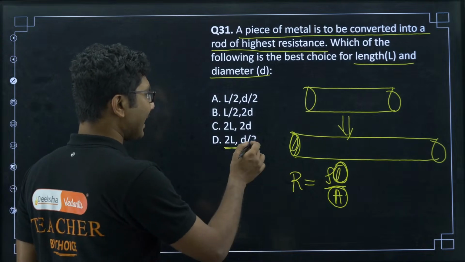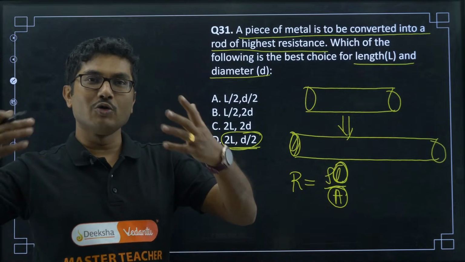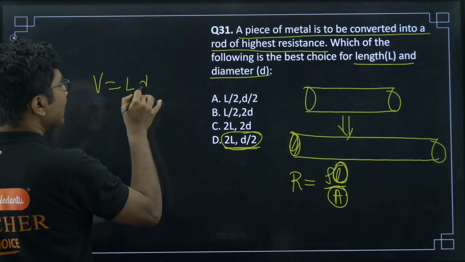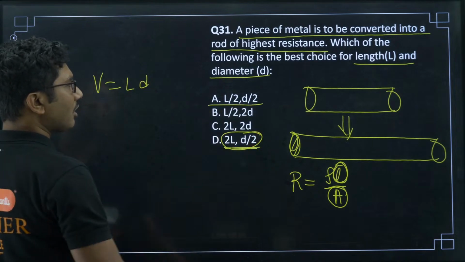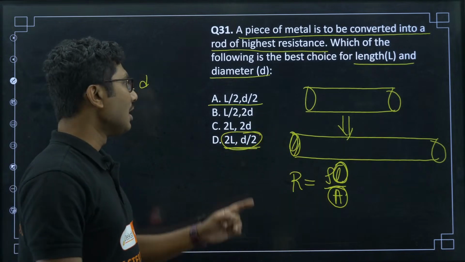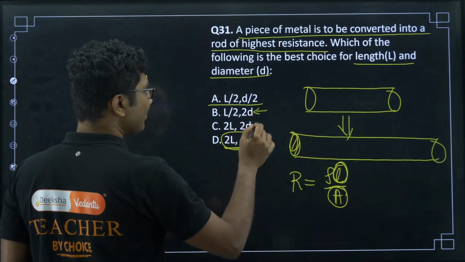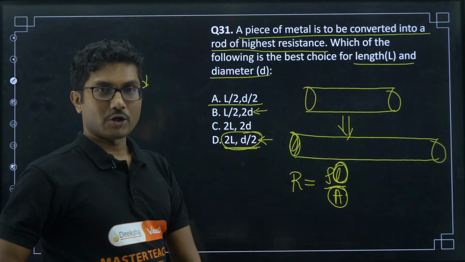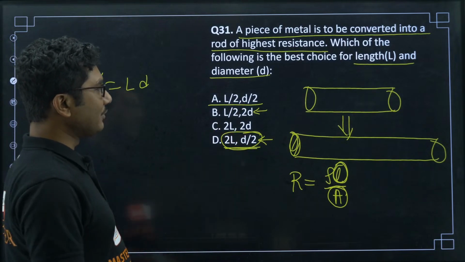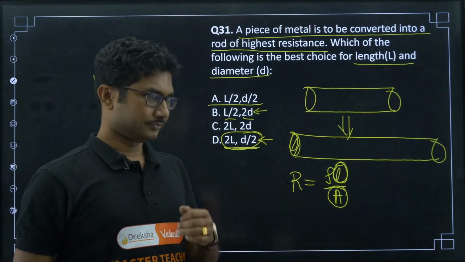In this case, if you multiply these two terms, you will also observe that the volume remains constant. Volume is basically L into D squared. If you choose this option, your volume is decreasing, that means you are losing material, so definitely this is not possible. So only possible was this one or this one, because volume has to remain constant. But out of these, you are decreasing the length and increasing the diameter, that means resistance is decreasing.